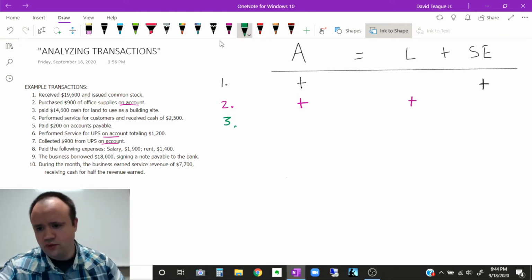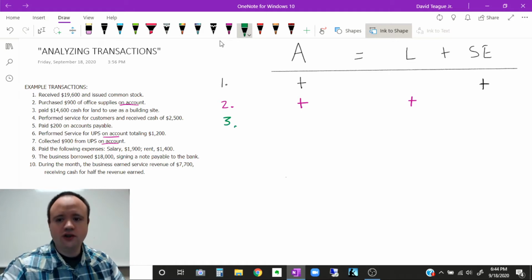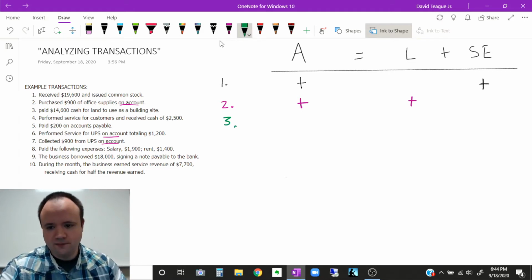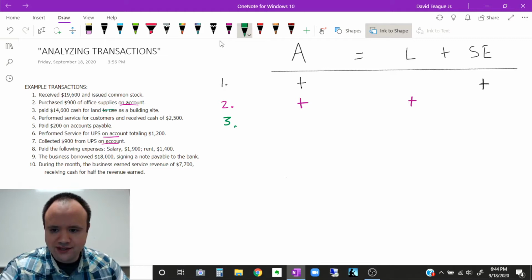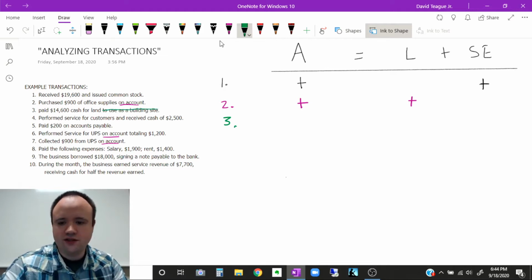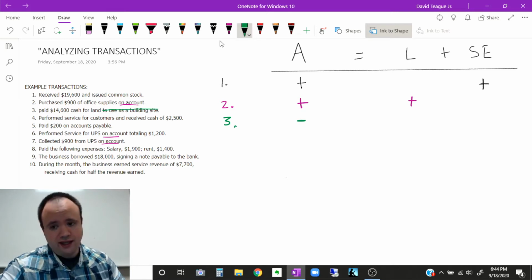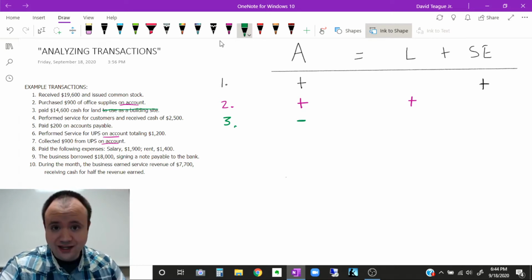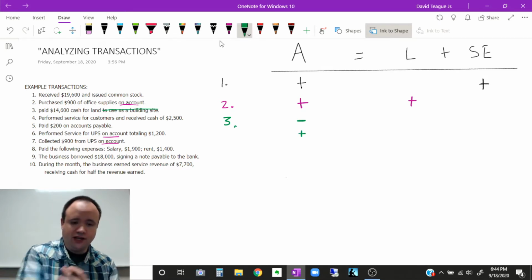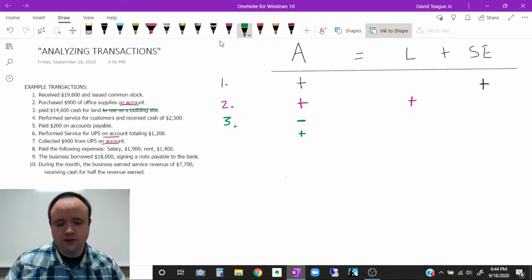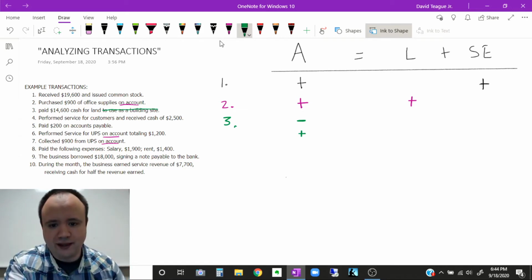Number three, we paid $14,600 of cash for land to use as a building site. The fact that they're using it for a building site isn't that relevant. It does sort of tell us that it is a business transaction. They didn't just buy it for nothing, so it's really not going to help us. They're not going to try and trick us with anything like that. We paid cash though. That means cash went away. We lost assets. And what did we get for that? We got land. Land is an asset. It went up. So that's an asset exchange there. We exchanged the asset of cash for the asset of land. So the overall equation is still balancing.